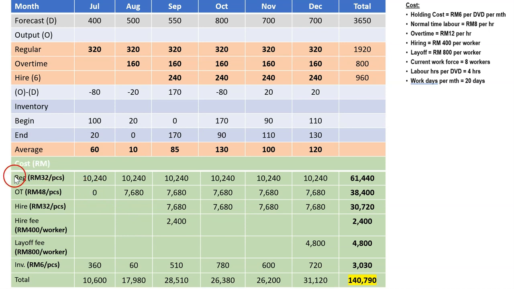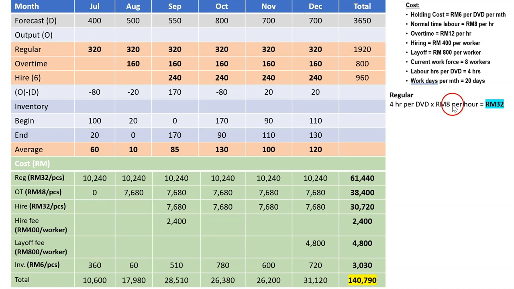So for cost, we have regular, OT, hire. So when you have hire, you will have hiring fee and also layoff fee. This is special about hiring. If you have subcon, you don't have these 2 additional rows. So for this one, you need to put hire fee and layoff fee because it's given here. Hiring 400 and layoff is 800.